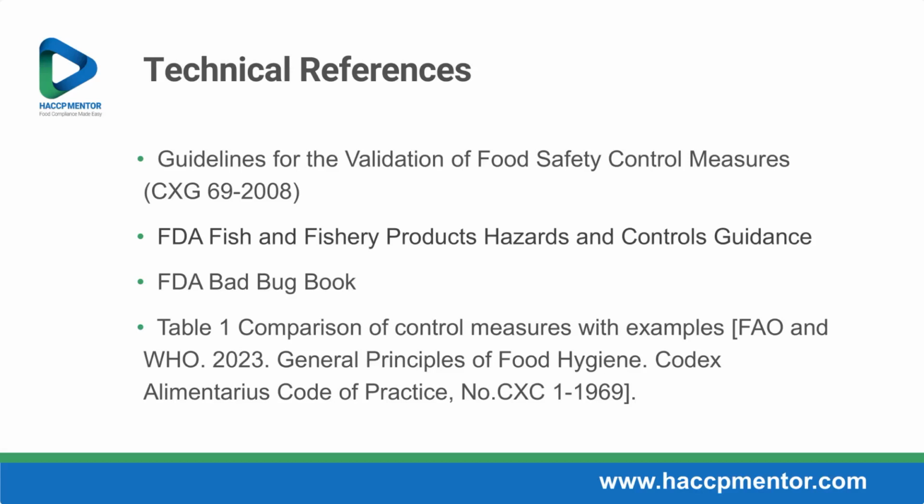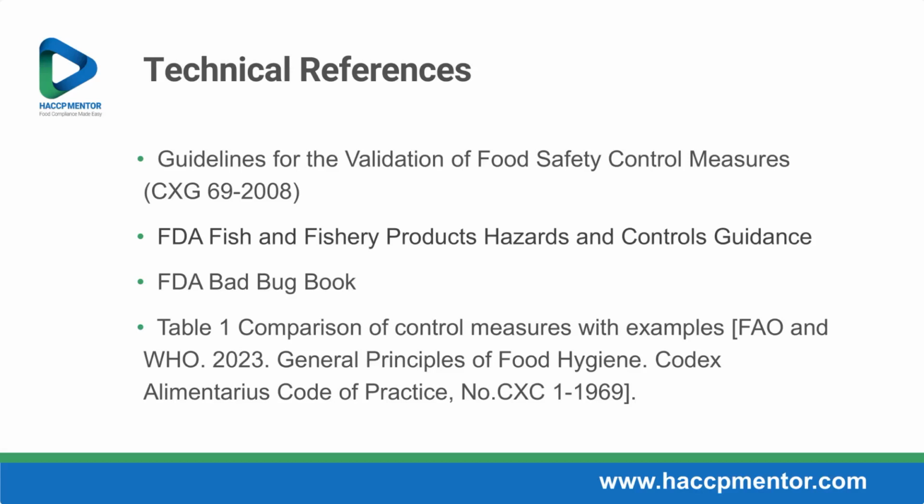If you've done the FSMA PCQI course, there's that workbook. There's a lot of great examples in there as well. If you have a look in the updated 2023 edition of the Codex general principles, there's a table in the back of that which is new, which compares control measures and gives you examples as well. So take a look at that. World Health Organization, these are all websites you should be looking at quite regularly.